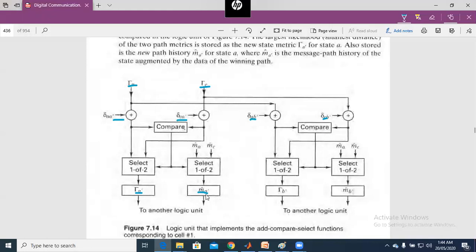So this is in fact the path memory and this is the path Hamming distance. And similarly, we calculate for delta B dash and MB dash. So this is in fact the decoder implementation of the Viterbi decoder.